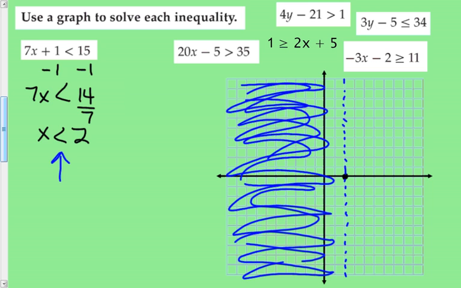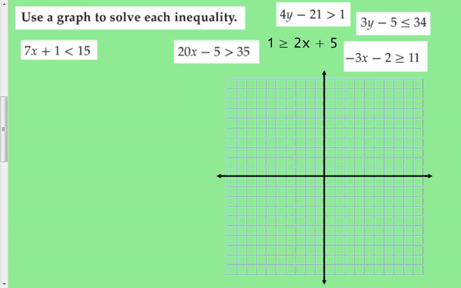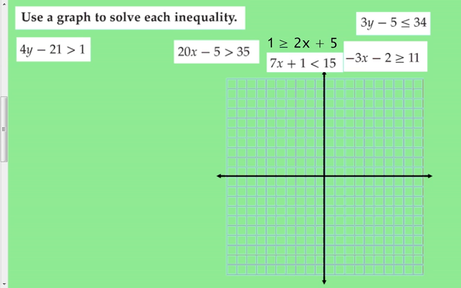Let's do another one. This one out of the way. You're going to have some that end in fractions. Let's do one of those to show you how that works out. Start out by adding 21.